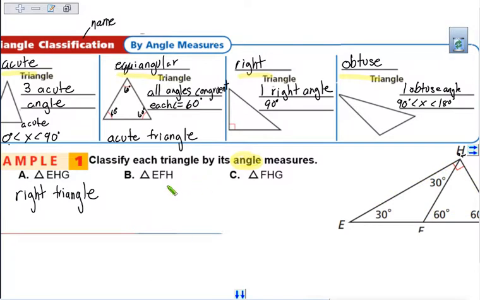Then we're looking at triangle EFH. So we know that these two angles are 30 degrees, and we don't know this angle. But notice that that angle makes a straight line with this other angle, the 60 degrees. So we can find the angle we're looking for inside of our triangle by subtracting that 60 degrees from 180. And that gets us 120 for angle EFH. And because that's 120 degrees, that means that triangle EFH is an obtuse triangle.